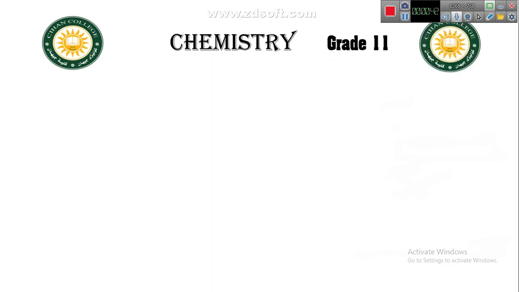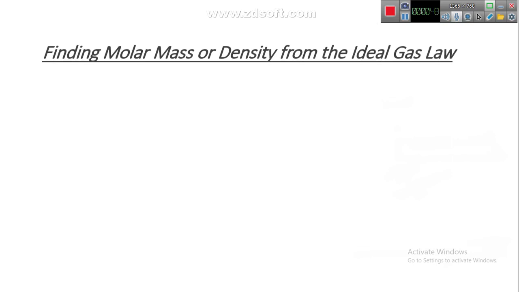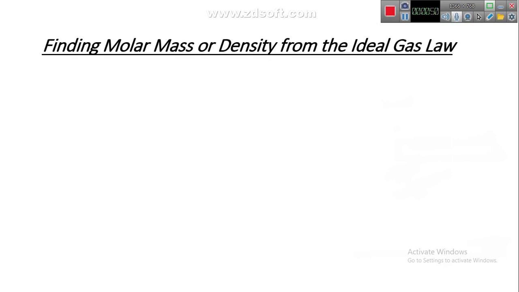For today we are going to finish chapter 5 section 2, when we derived the ideal gas law. Today we use the ideal gas law for finding molar mass or density from the ideal gas law.